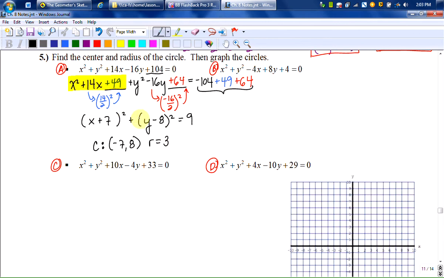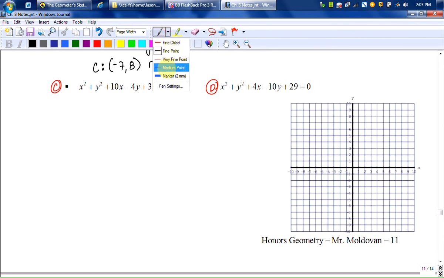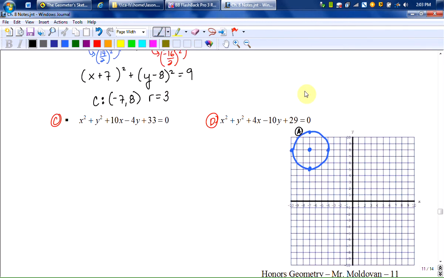Before I go to the next one, it does say to graph the circle. So I'm going to graph my circles. I'll graph this first one. All I do is plot a point at the center and then use the radius and count down 3, right 3, left 3, and up 3, and then sketch it in, or if you really want to, you could use a compass, but you don't need to. We'll call this graph A for equation A.